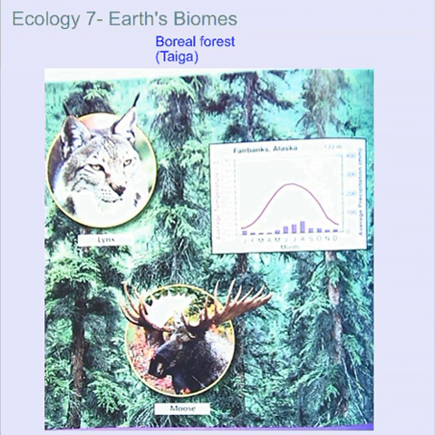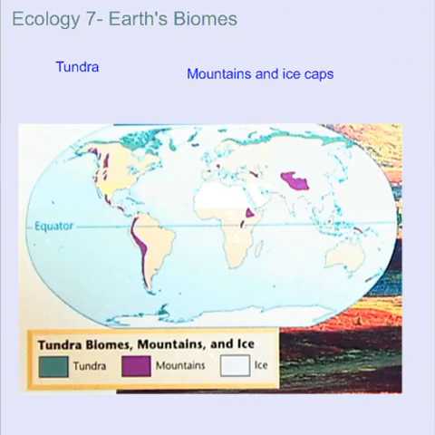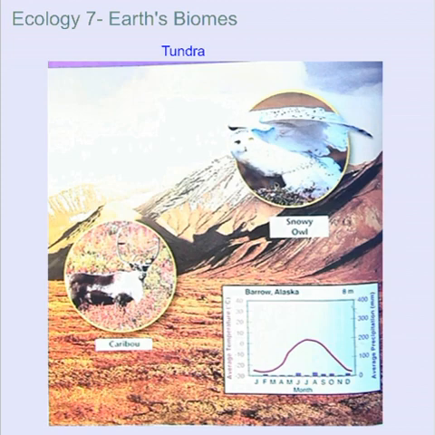In this last map, we can see some of the remaining biomes, the tundra, mountains, and ice caps. Tundra is up here at the far northern reaches of the continents. Of course, all the purple are the main mountain ranges around the world, and the ice down here in Antarctica and Greenland. The tundra is characterized by permafrost.